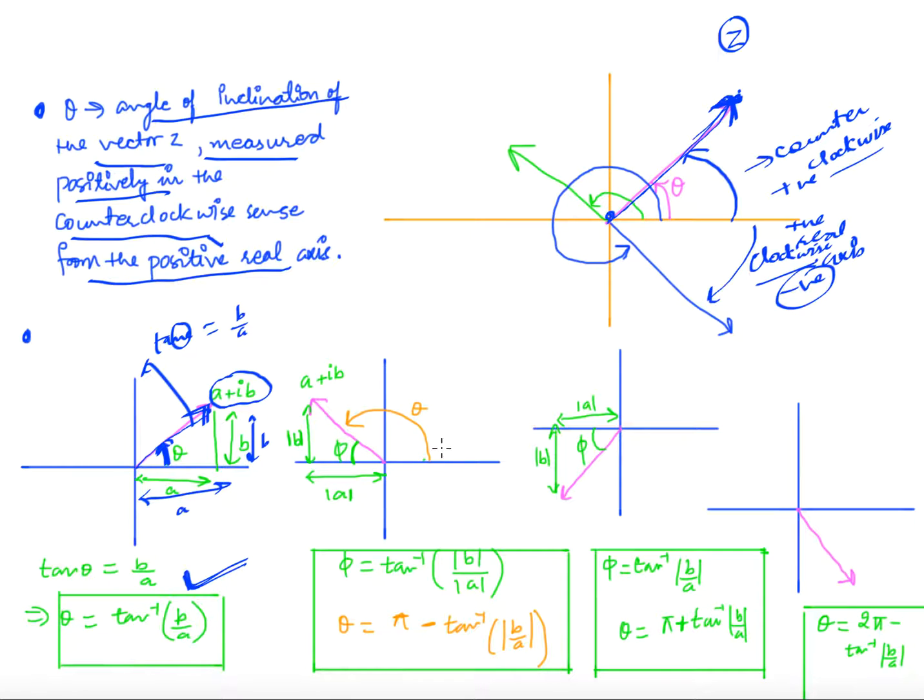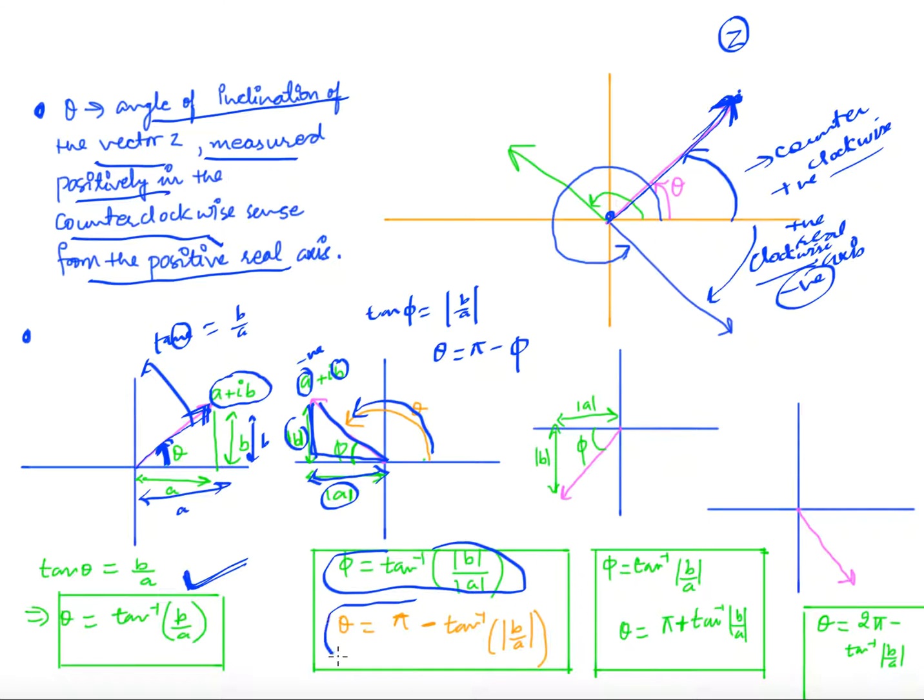And suppose you are in the second quadrant. Then your a will be negative and b will be positive, because you are in the upper half plane but on the negative side of the real axis. So this length is still mod of a and this length is still mod of b. If you take the absolute values of a and b, they are positive, so they will represent the lengths of the triangle. Now consider this triangle. In this triangle, tan phi will be modulus of b upon a. But you want this angle theta, which is actually pi minus phi, and phi is tan inverse of modulus of b upon a. So your theta will be pi minus tan inverse of modulus of b upon a.